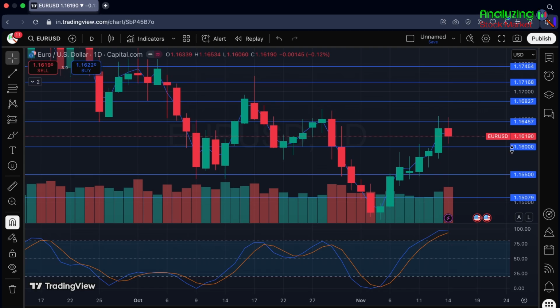Here the direct support is 1.16000 and the direct resistance is 1.16457. After direct support, there is a support of 1.15500 and then 1.15079. After direct resistance, there is a resistance of 1.16827 and then 1.17168. So these are the important support zones and resistance zones that will help you take better stop loss and target levels according to your bias.